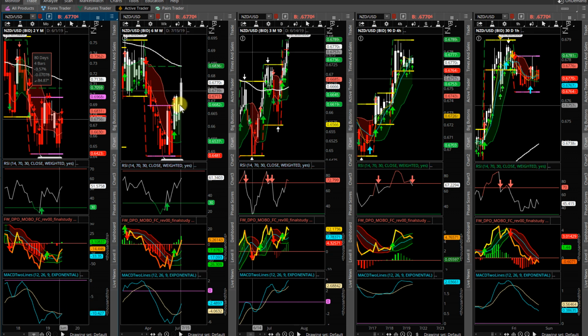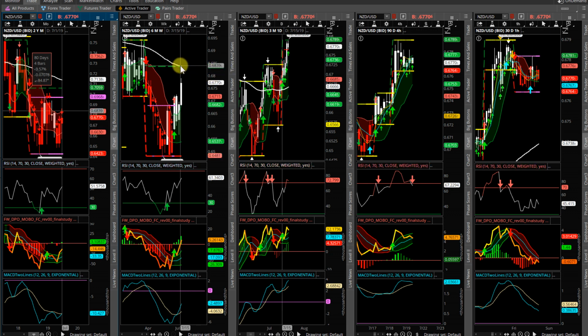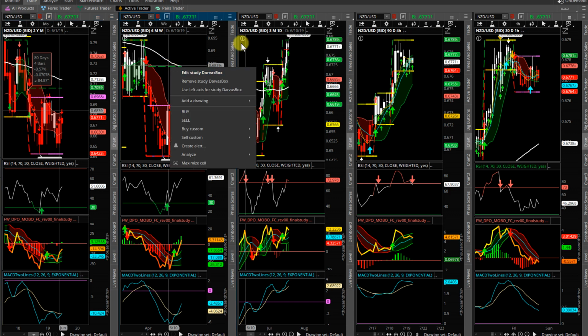On the weekly, we got a nice little breakout. This could be a possible target resistance, 68.36, right up here using the, I forgot what this is called, I just had Darvis box.